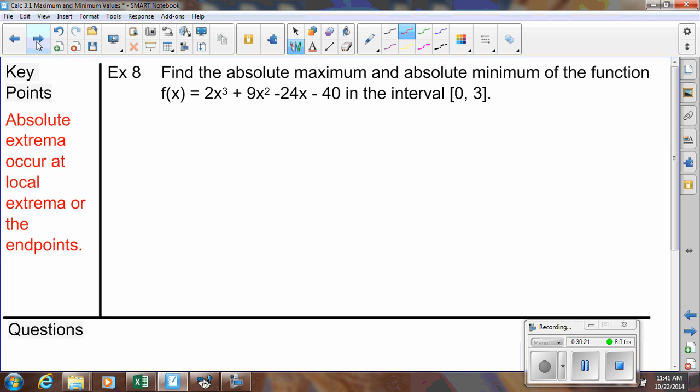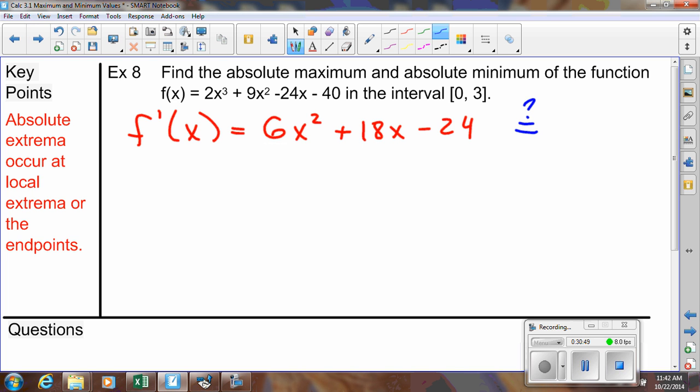So we have to start again by saying, what are the critical numbers? We'll have to take the derivative and see where the derivative equals 0, or where the derivative does not exist. So let's do that. What is f prime of x? 6x squared plus 18x minus 24. We need to now figure out where that equals 0. Because it's a polynomial, we know it exists everywhere.